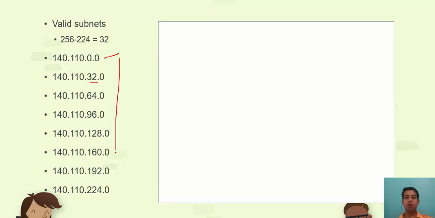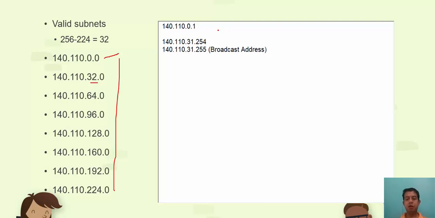So once I know my subnets, I should be able to find my valid hosts. What are the valid hosts in my first subnet? My first subnet's valid hosts start from 140.110.0.1 to 140.110.0. Sorry, the next one starts from 32. So the last would be 31.254. 255 would be the broadcast address, 140.110.31.255. This would be the broadcast address.